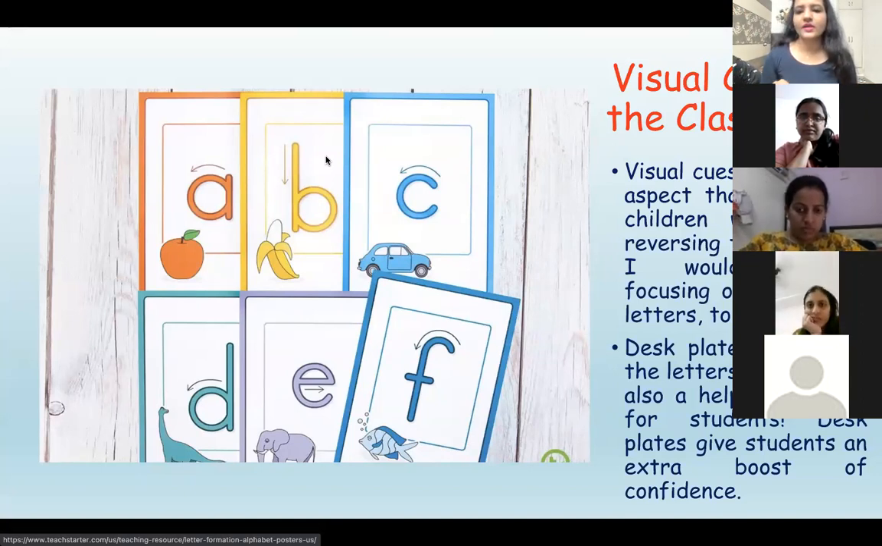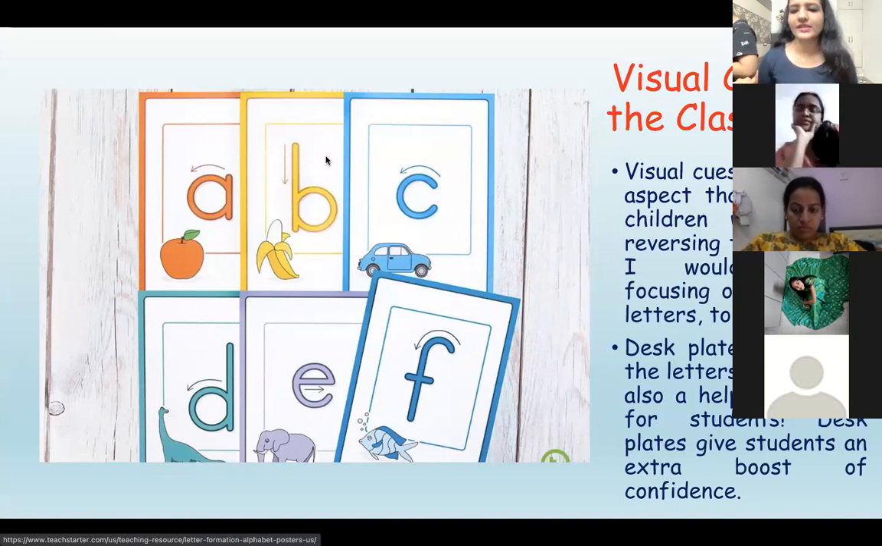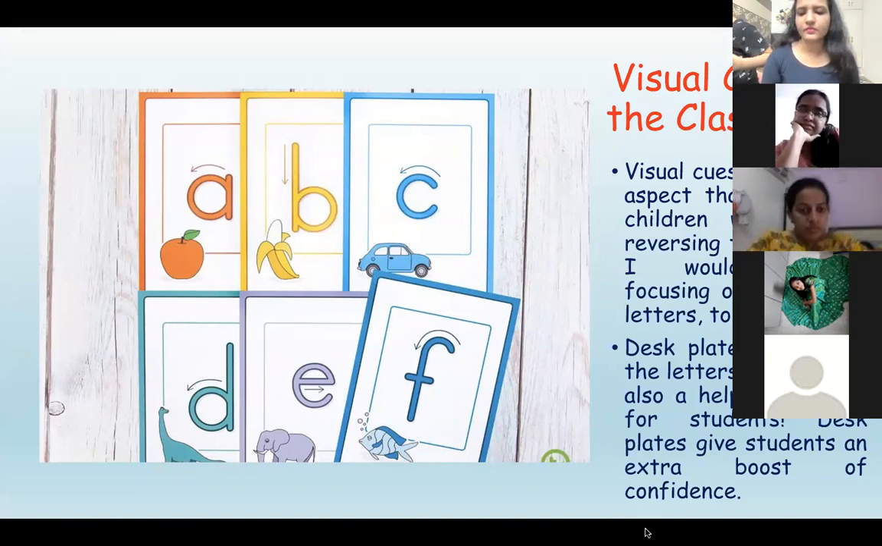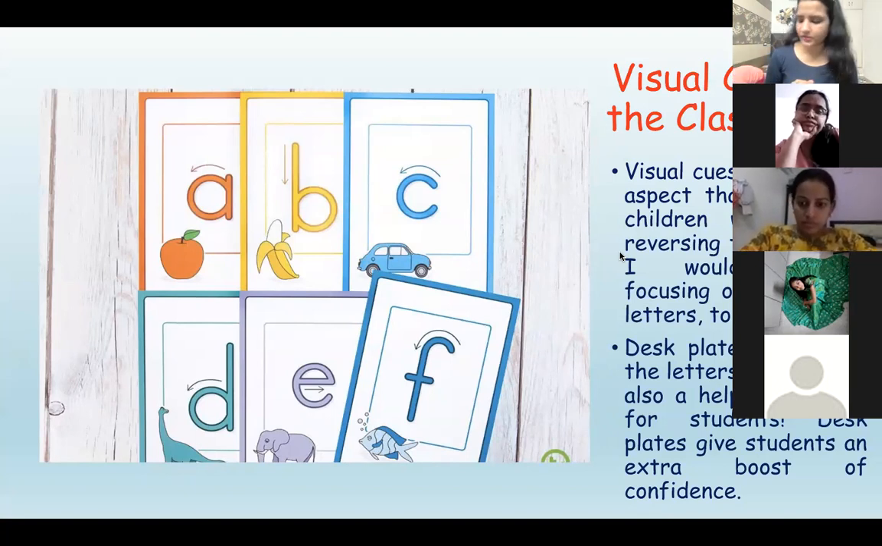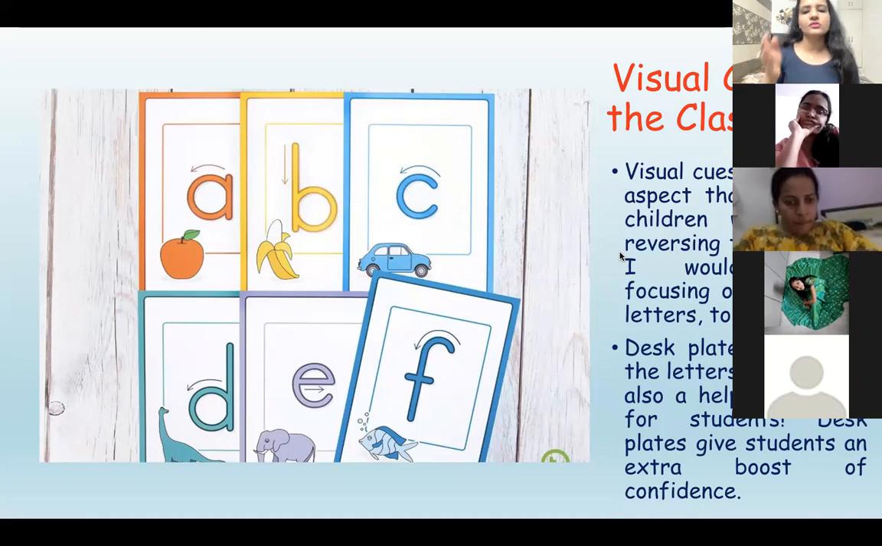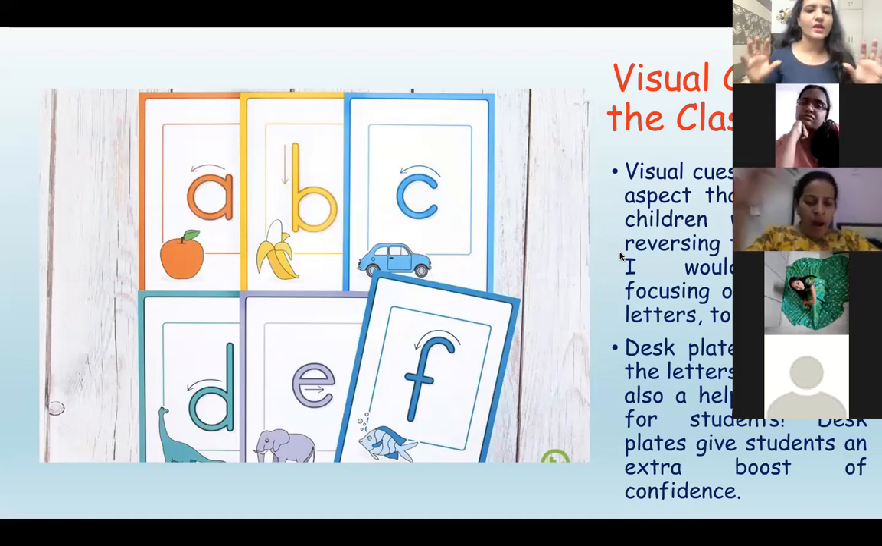Visual cues are another aspect that will assist children who may be reversing their letters. I would suggest focusing on lowercase letters to begin with. Capital letters are taught when a child just starts learning writing, because it's easy to make standing lines, sleeping lines, and tracing. But as they grow, capital letters are used less. They're only used at the beginning of a sentence or where nouns are. We all know that it's more and more print letters that are used.